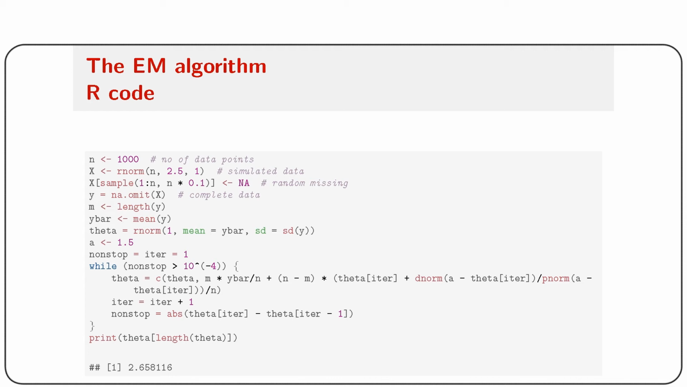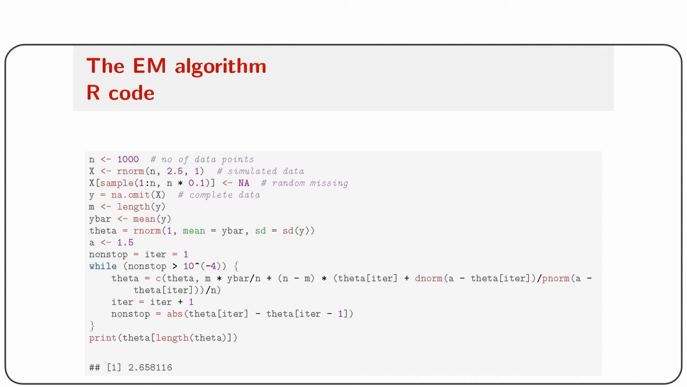Now y equals na.omit(x) and m equals length of y, and y bar is the mean of y. theta equals rnorm 1, with mean equals y bar, sd equals sd of y, a equals 1.5, and then a non-stop variable is defined, and eta equals 1.